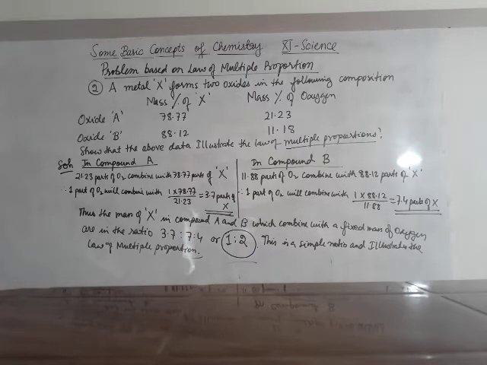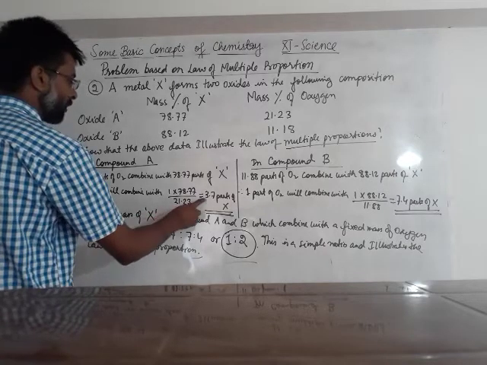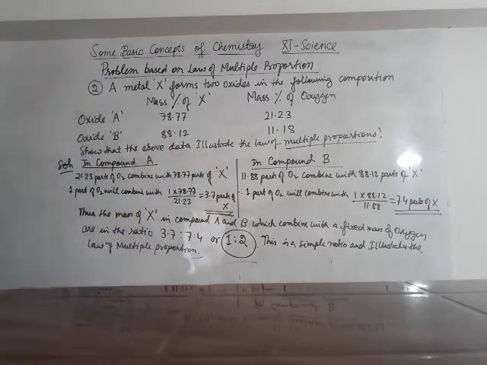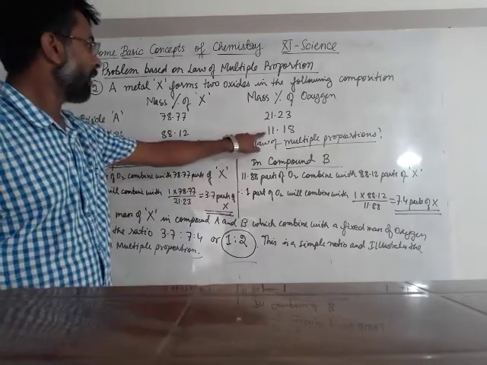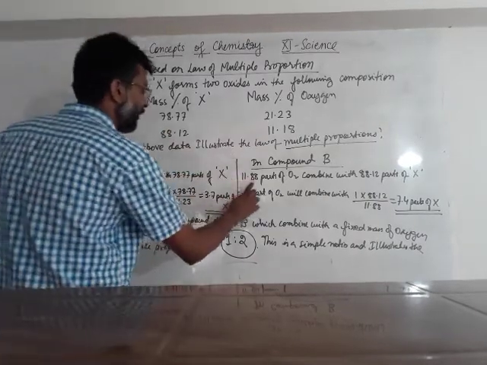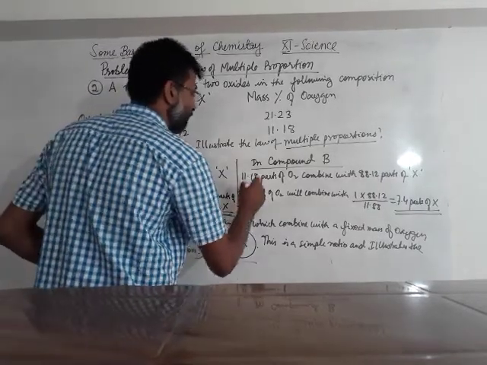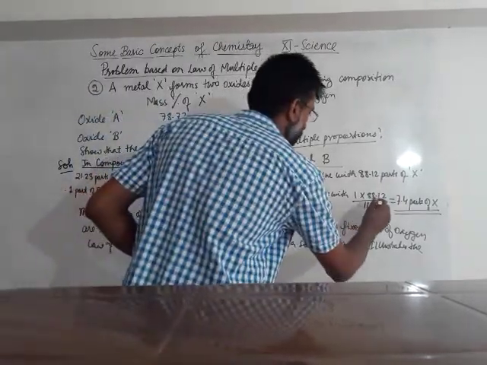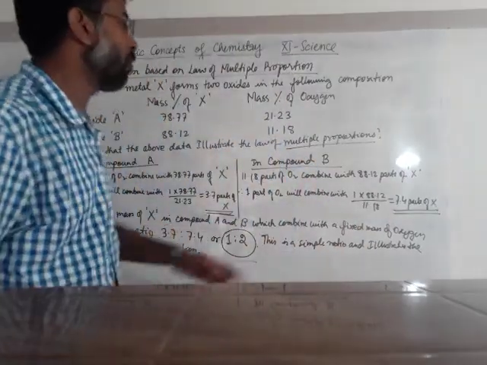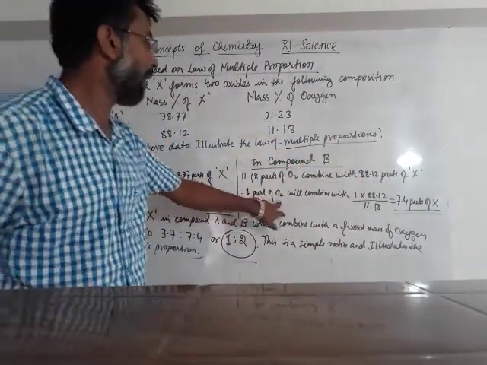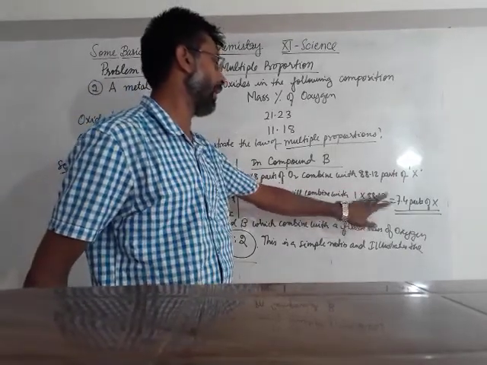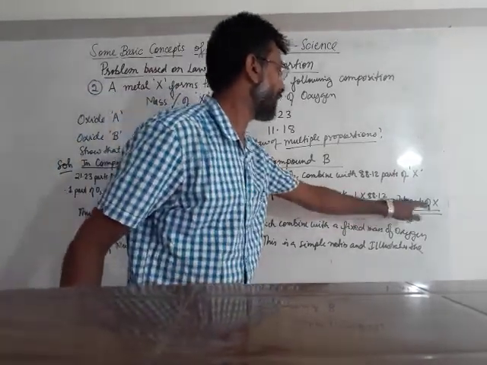So in compound A, by using the above data, 21.23 parts of oxygen combined with 78.77 parts of X. Therefore, one part of oxygen will combine with 1 into 78.77 divided by 21.23, that is coming 3.7 parts of X. And the other side, it is not 88, it is 11.18 parts of oxygen combined with 88.12 parts of X. Therefore, one part of oxygen will combine with 1 into 88.12 divided by 11.18. So that will come to 7.4 parts of X.